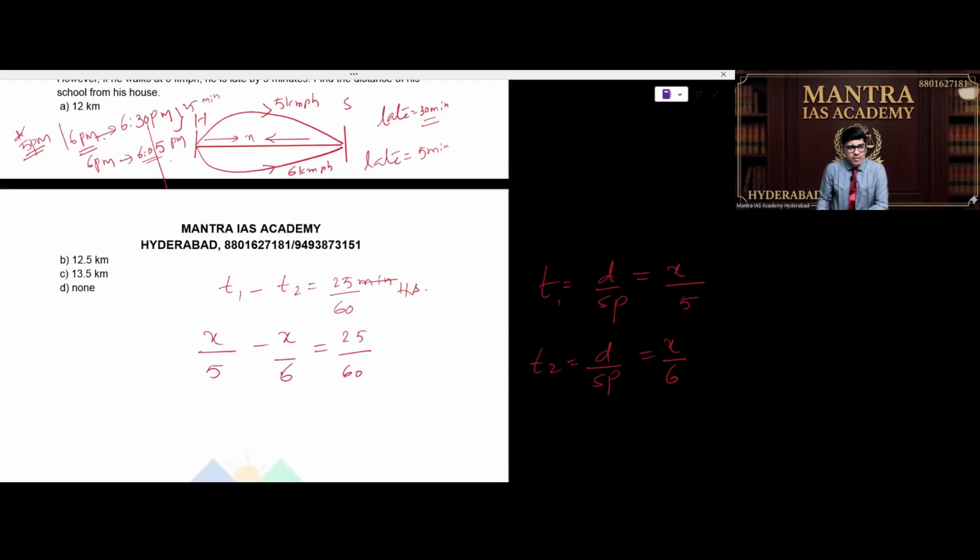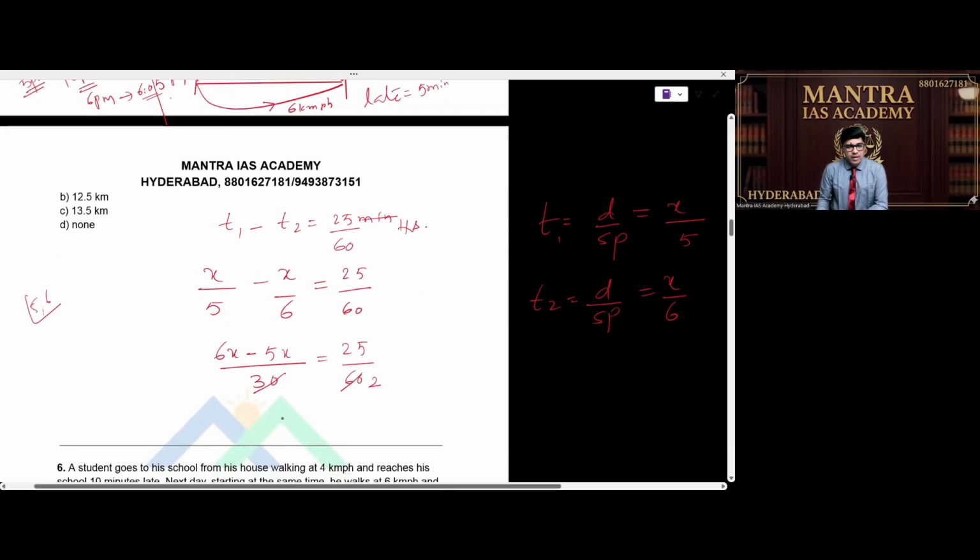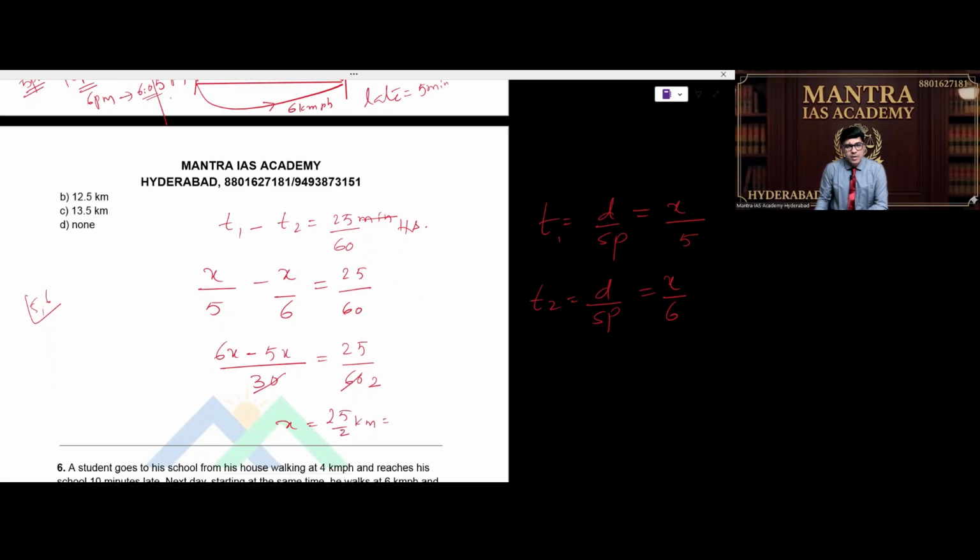So the LCM of 5 and 6 is 30, I can take here, beta. Even you can take the LCM in this style also. So 5 how many times is 30? 6 times. It is 6x minus 5x is equal to 25 by 60. So x is equal to, 6x minus 5x is x is equal to 25 by 2 kilometers, called as 12.5 kilometers. Yes, somewhere you can find the option, that 12.5 kilometers is the right answer, beta.